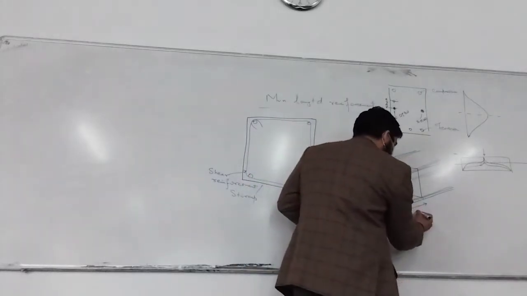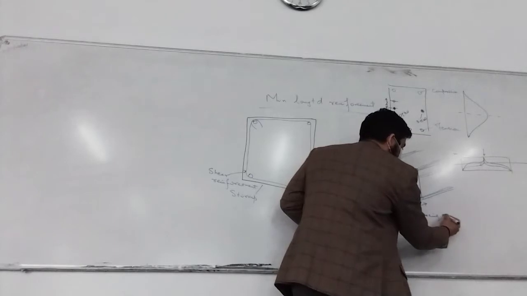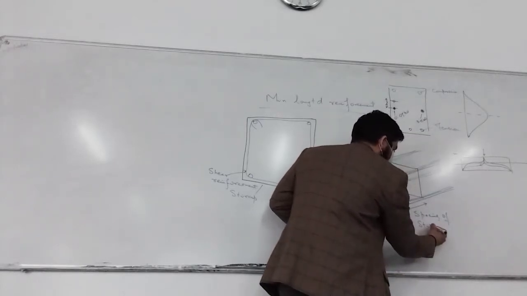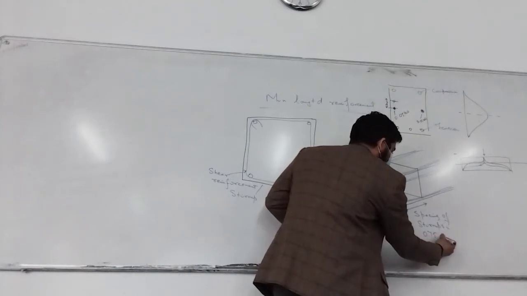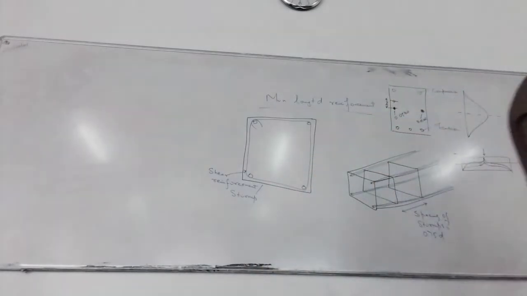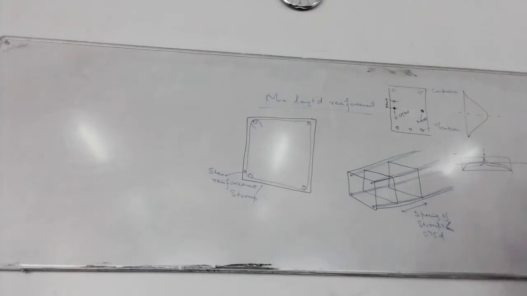And what does the code say? The spacing of stirrups is how much? 0.75 d. Is it minimum or maximum? Shall not exceed, so it's maximum. So it's less than or equal to 0.75 d. What is d here? It's the effective depth.